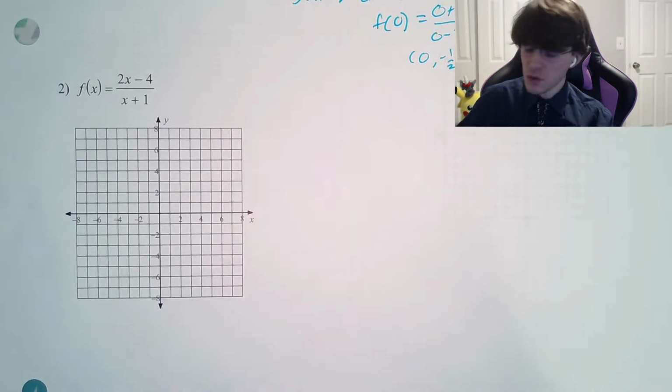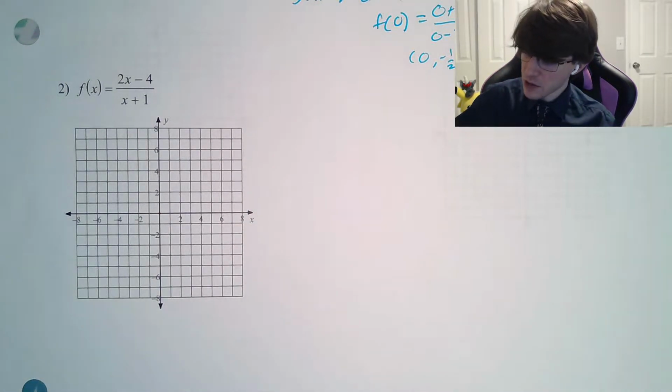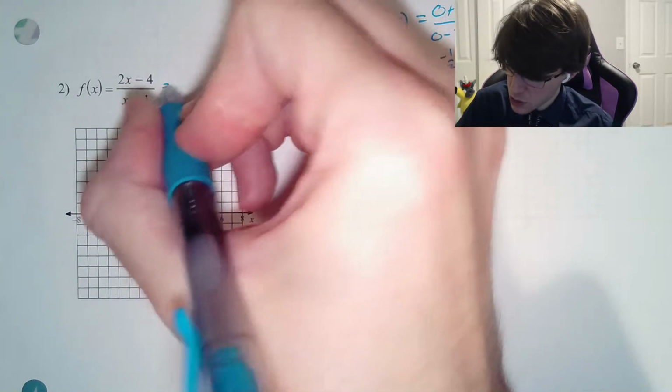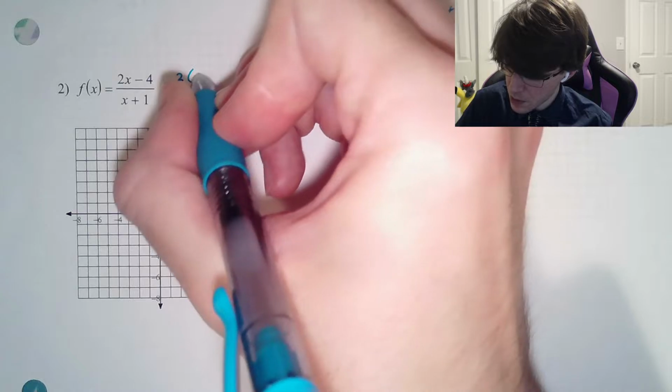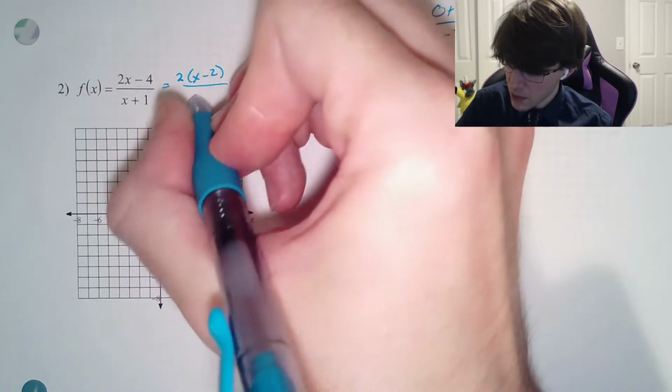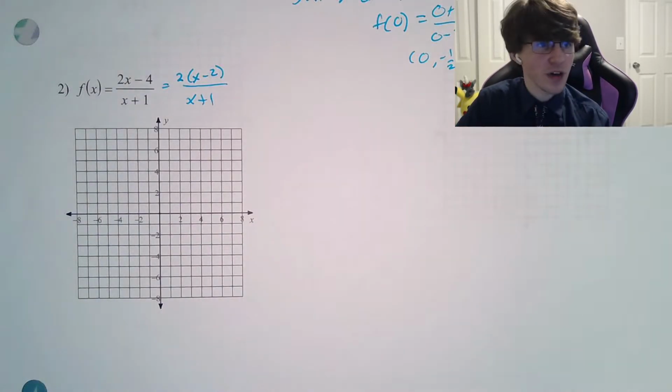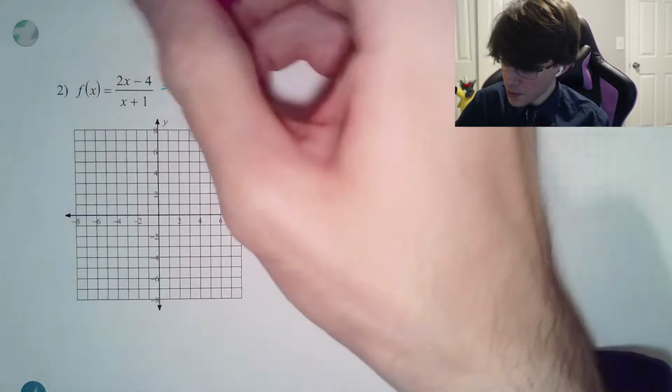So problem number 2. Problem number 2, we again have to factor to start. So this one has a nice, easy factoring. There's really not much to this one. We simply have 2 multiplied by x minus 2 divided by x plus 1. So that was a very simple factoring. Nice, easy step number 1.